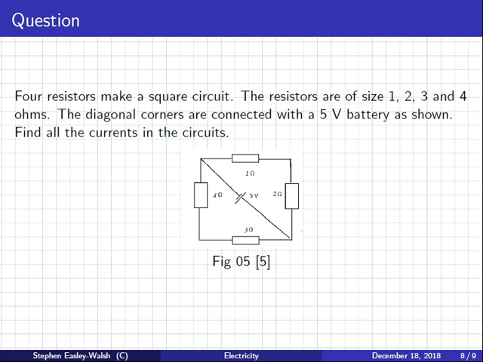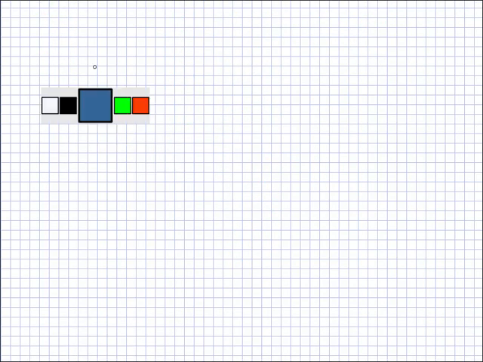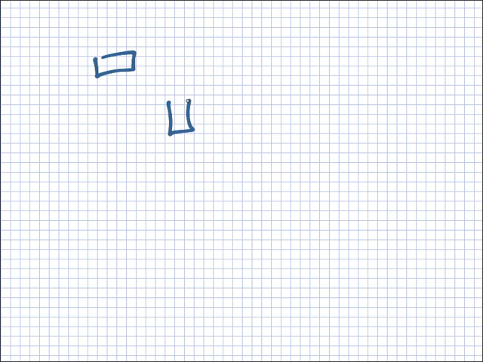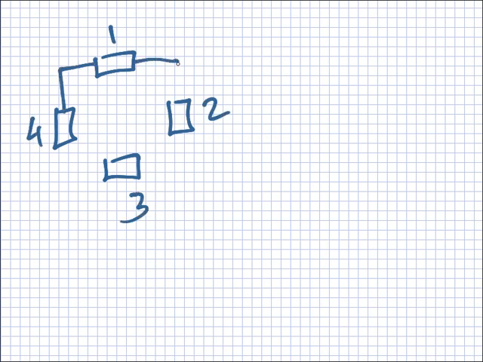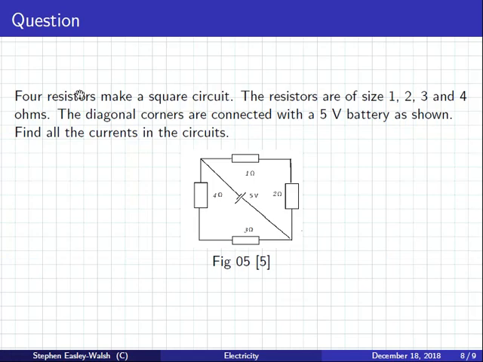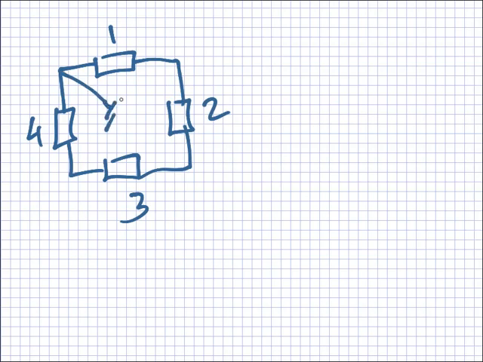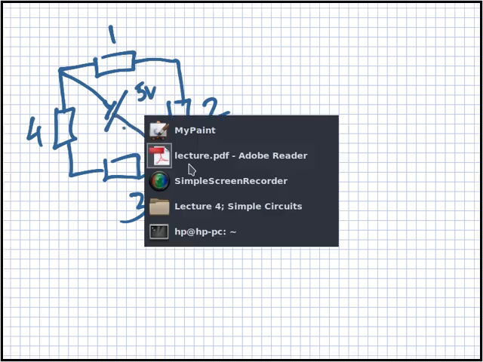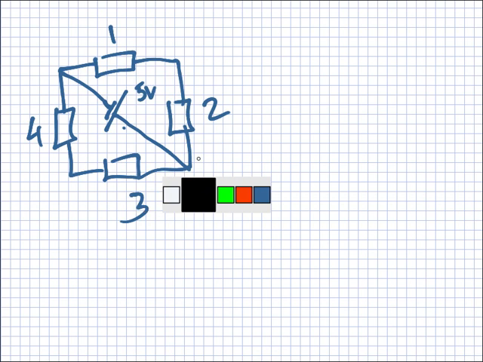Stay calm. It's okay. I'll draw the picture. So you have resistor, resistor, resistor, resistor: 1 ohm, 2 ohms, 3 ohms, and 4 ohms. And then here you have 5 volts. And I want to find the current, the I. Okay? So draw this, we'll do it together.